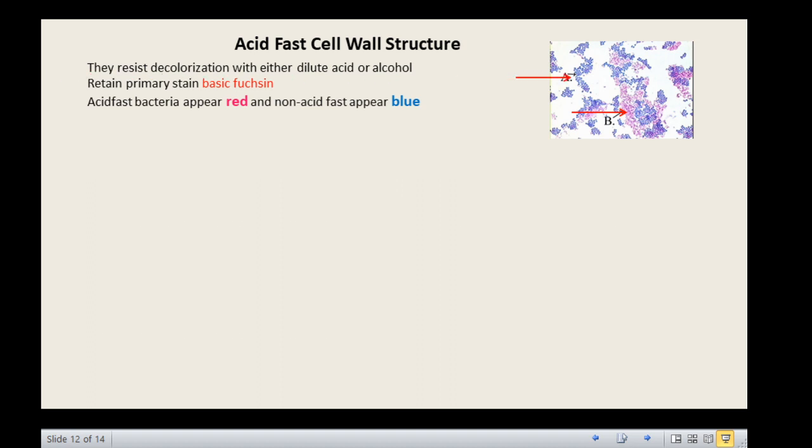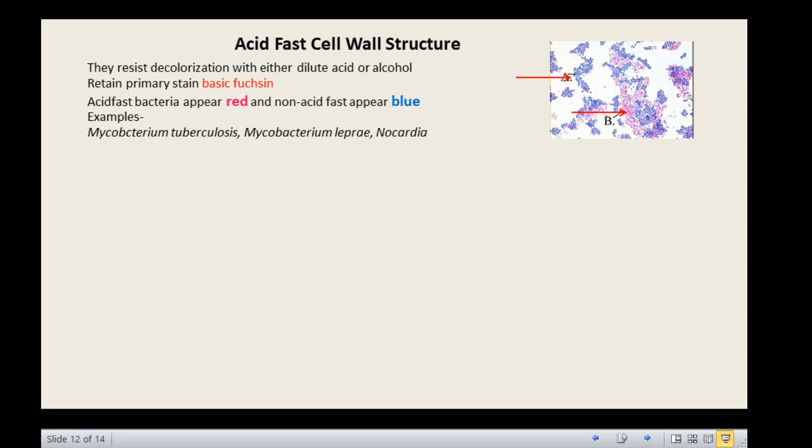The acid fastness is due to its cell wall structure. Common acid-fast bacteria of medical importance include Mycobacterium tuberculosis, Mycobacterium leprae, and Nocardia species.